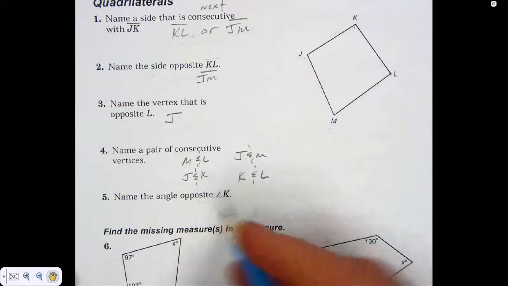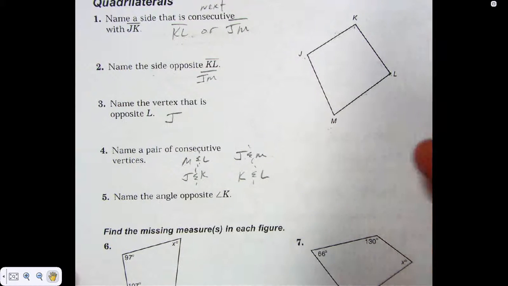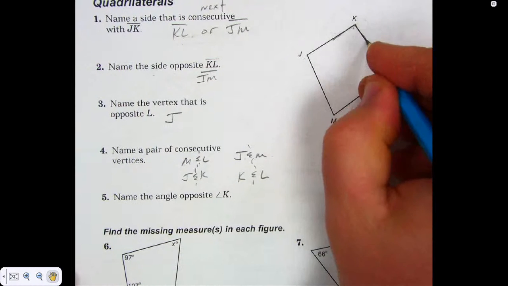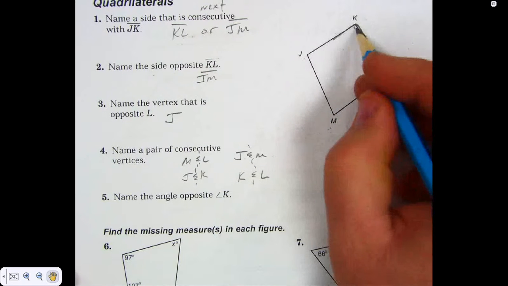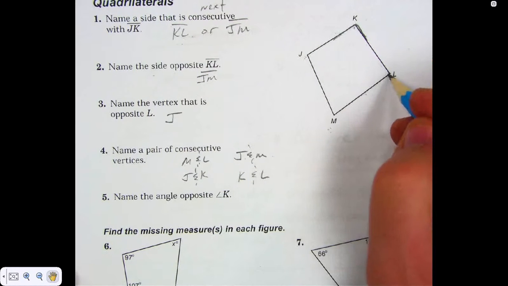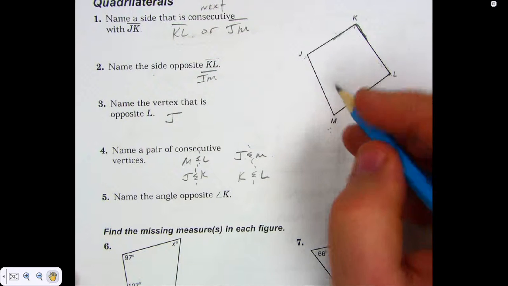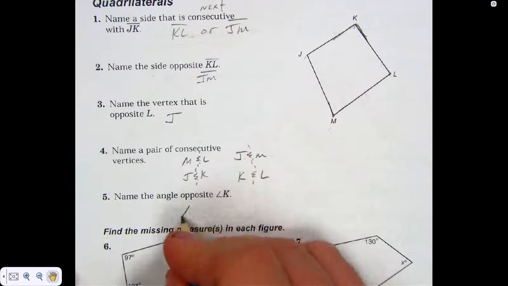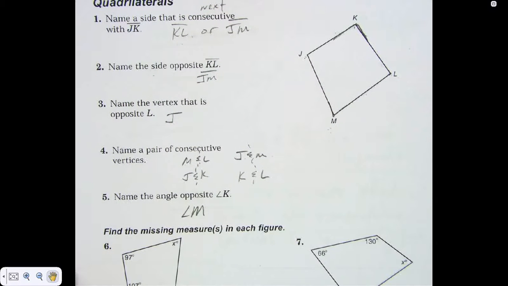Name an angle opposite angle K. Now instead of talking about vertices, we're talking about the actual angle. But does the concept stay the same? The next angle would be J this direction, and the next angle would be what? L. So the one opposite it would be angle what? Not so bad, is it? We ought to be able to do that, shouldn't we? We all sure ought to be able to write out the problem, which we better do.